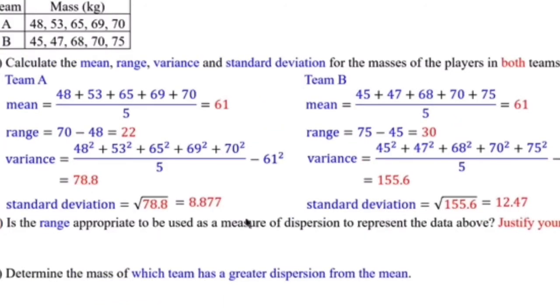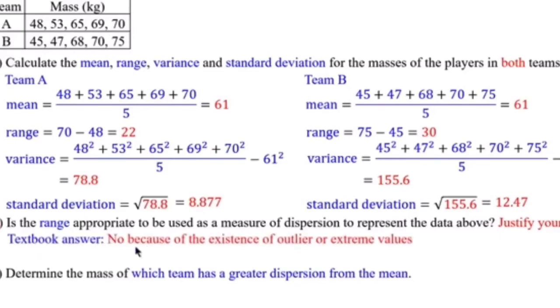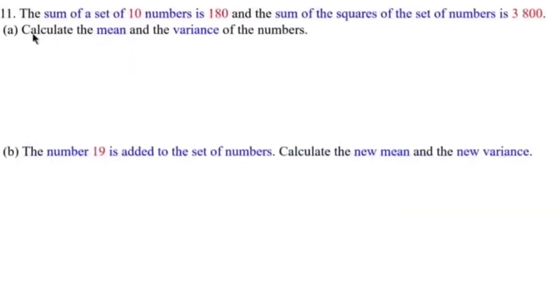After you square root 155.6, the standard deviation is equivalent to 12.47. Now the question is asking, is the range appropriate to be used as a measure of dispersion to represent the data above? Justify your answer. According to the textbook, the answer is no. Let's discuss question number 11.